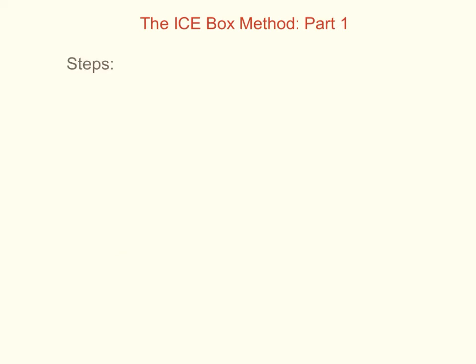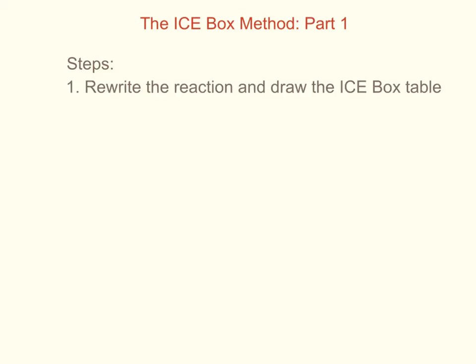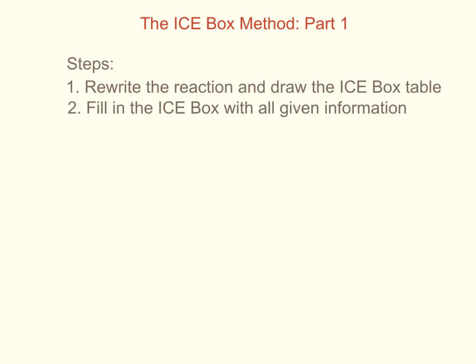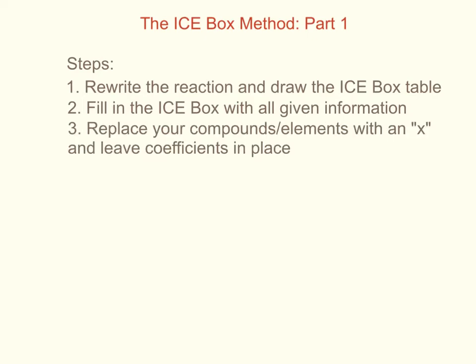Now let's look at a few steps for how to complete the icebox method. Step number 1 is to rewrite the chemical reaction and draw the icebox table. For step number 2, fill in the icebox with all the given information. For step number 3, look at your coefficients and add an X where all of your compounds or elements are, leaving the coefficients in place.